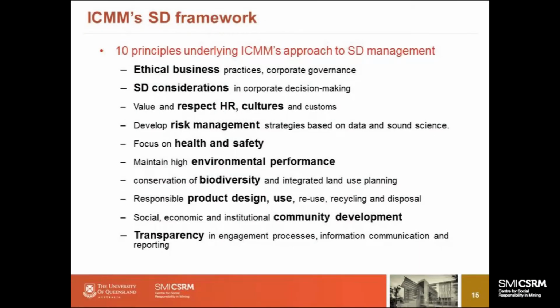Okay, I think Glenn mentioned briefly this morning, these are the 10 principles underlying ICMM's approach to sustainable development. As you'll notice, they are quite broad, sweeping statements, but they touch on all of those characteristics of sustainable development that we've discussed in the last half an hour, which are about ethical business practices and sustainable development considerations at the corporate level, respecting cultures, health and safety, risk management, ecological or environmental performance, conservation of biodiversity, reuse, recycling, and that's coming back to the laws of thermodynamics and weak and strong sustainability, community development, transparency.